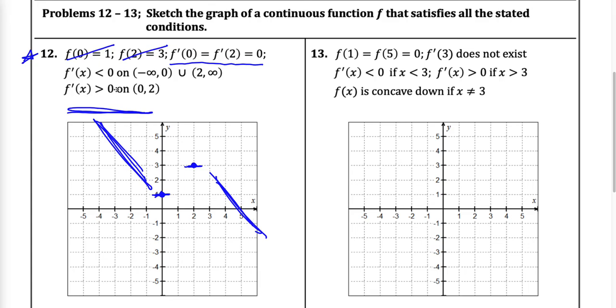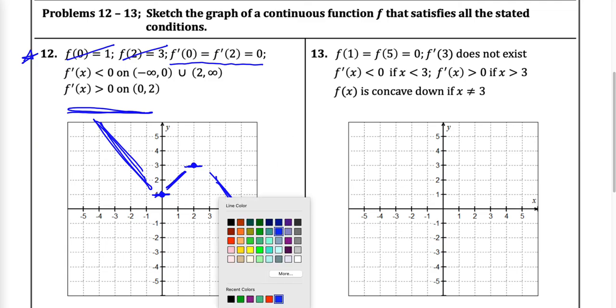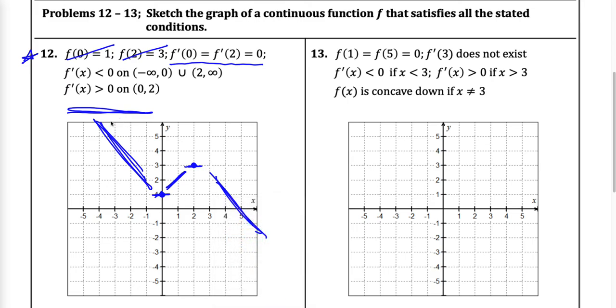And then f prime is greater than 0 would be going upwards, increasing from 0 to 2. And the thing about the points is they help us and aid us because we know our function has to go through those spots. And it's telling us it's going upwards from that point to that point. So this is a rough sketch. If you wanted it to look nicer, you certainly could. We would have no idea how steep the slopes are. We would just know that it looks roughly like that.